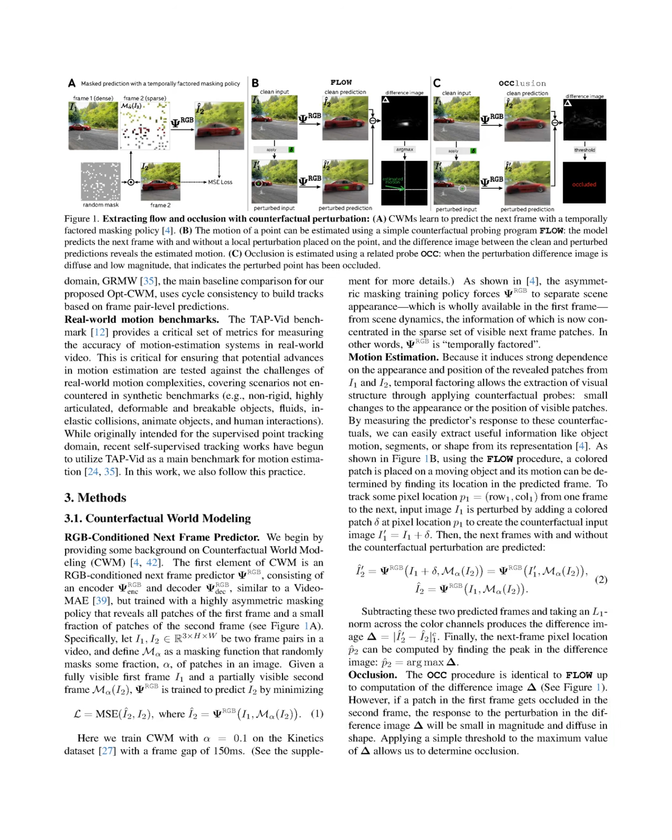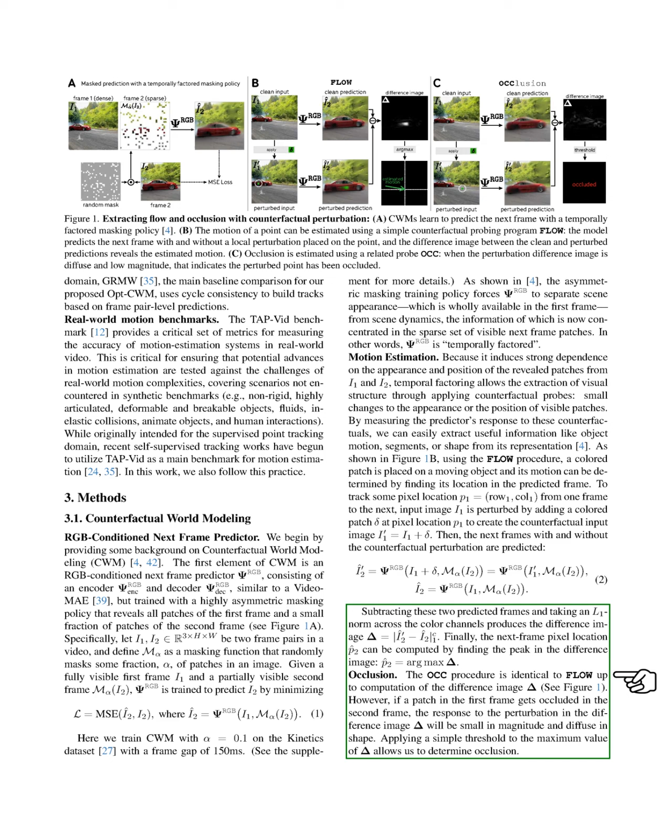Section Summary. In this section, we discuss various approaches to flow estimation, highlighting the limitations of supervised methods that rely on synthetic data and specialized architectures, and contrast them with our self-supervised Opt-CWM, which excels in real-world scenarios without heuristic dependencies. We also introduce our Counterfactual World Modeling (CWM) framework, which utilizes an RGB-conditioned next-frame predictor to effectively separate scene appearance from dynamics, enabling robust motion estimation and occlusion detection.